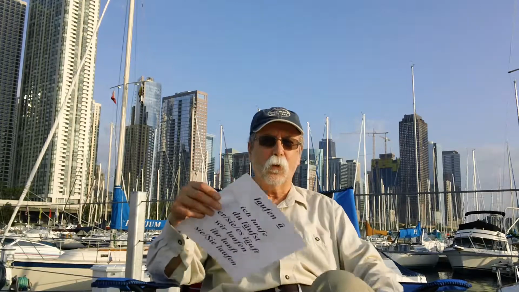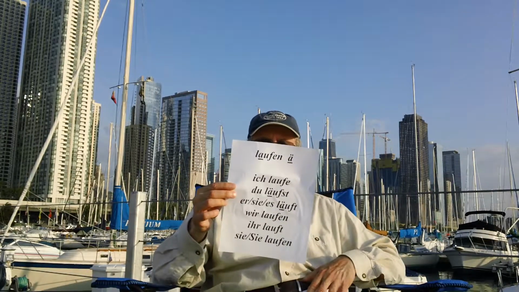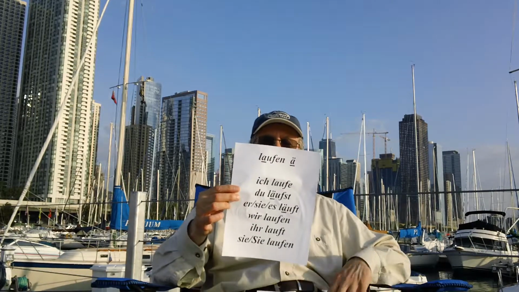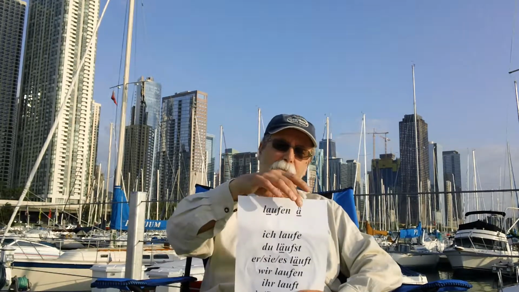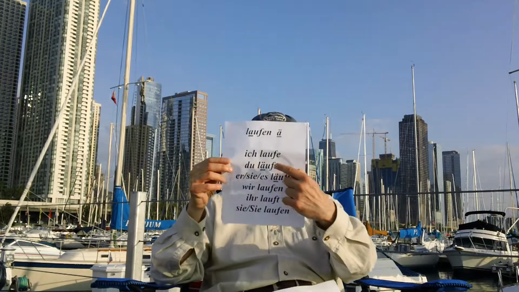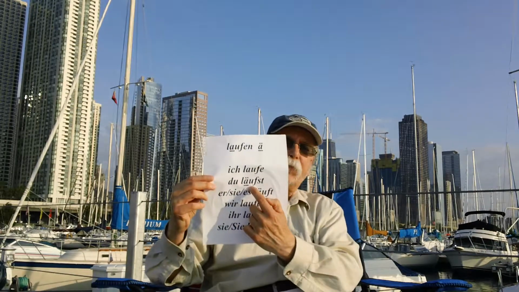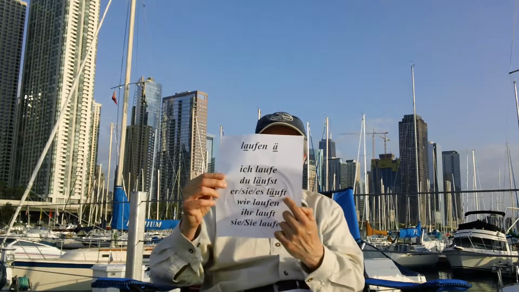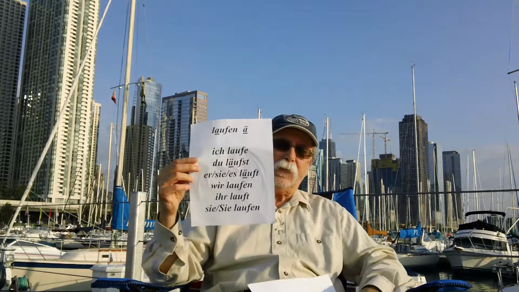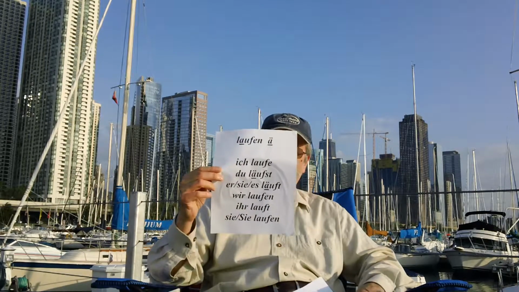Another form is A to A umlaut. The verb laufen, to run or to walk. Ich laufe, as you would expect. And then we have our irregular form. The A becomes an A umlaut, and we see that in the du and in the er form. Ich laufe, du läufst, er läuft. Wir laufen, ihr lauft, sie laufen, because all plurals are regular.